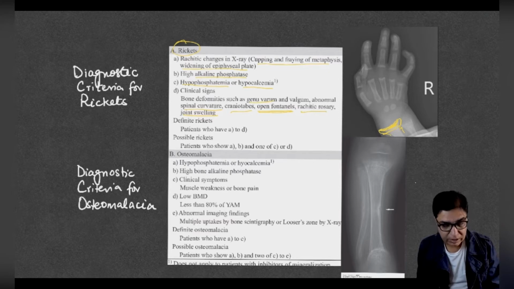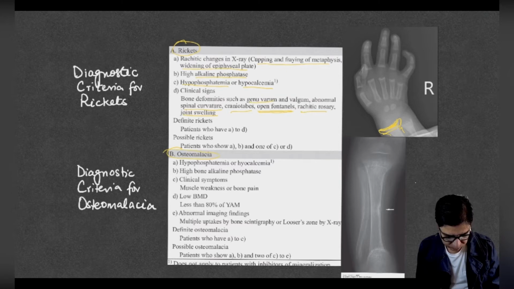So you need to have at least X-ray changes, you need to have high alkaline phosphatase, and then you can have either clinical signs or biochemical evidence of low calcium or low phosphate, and that is known as probable rickets or possible rickets. Then the second is for osteomalacia.